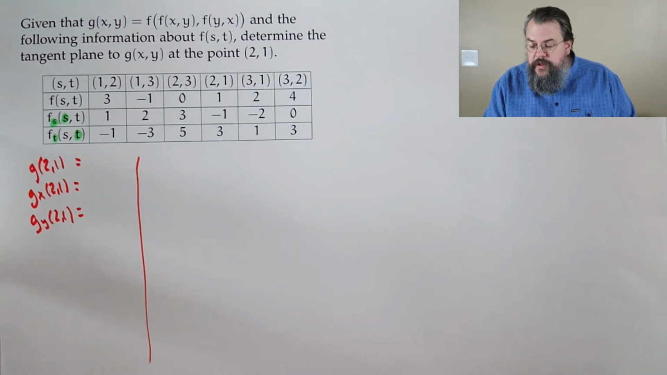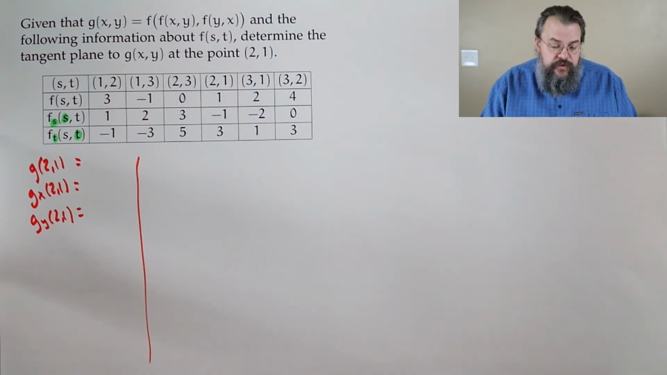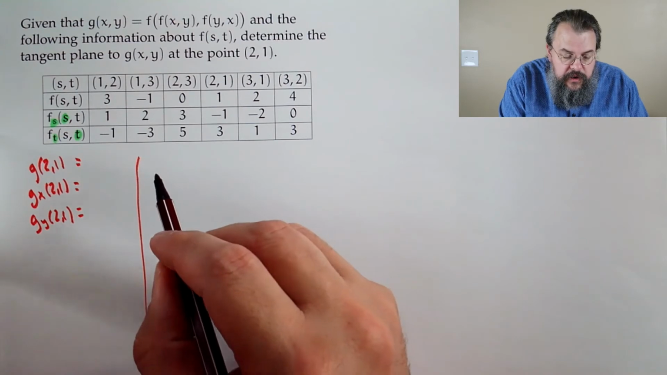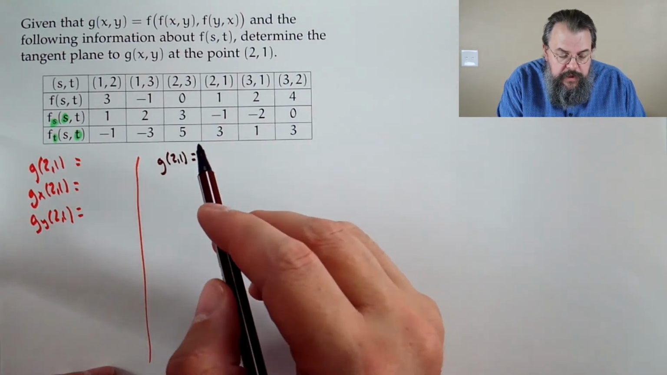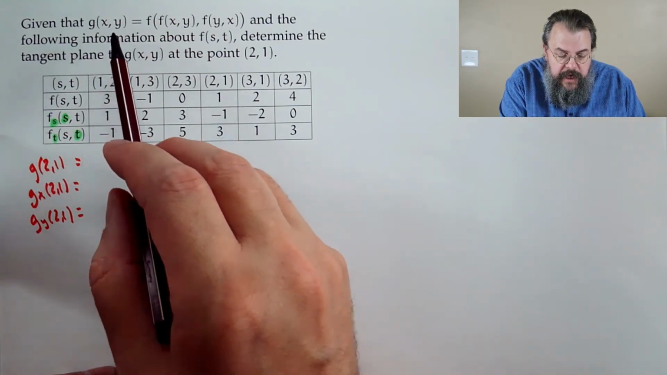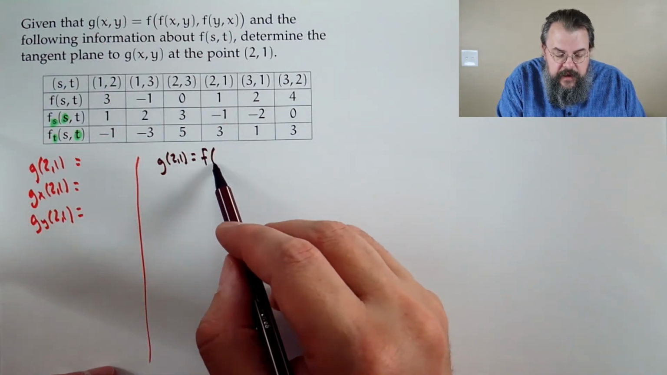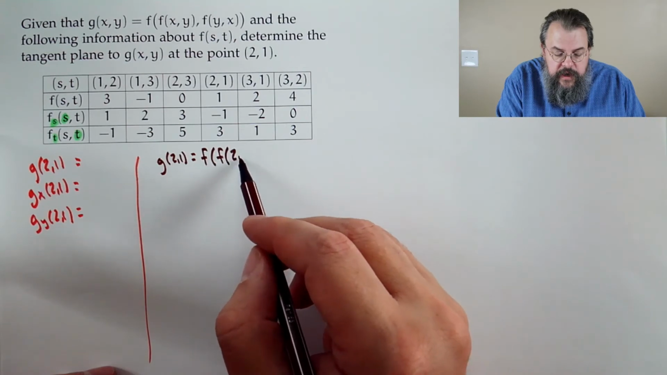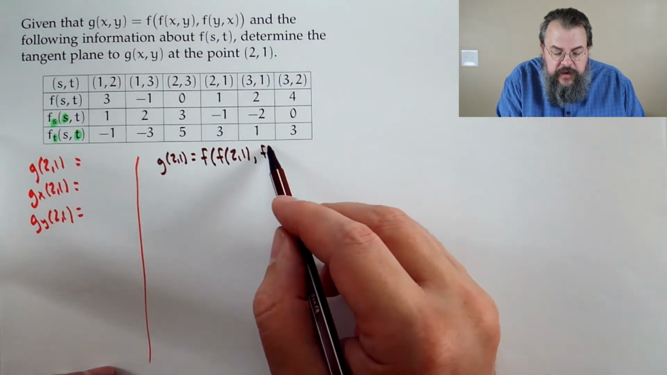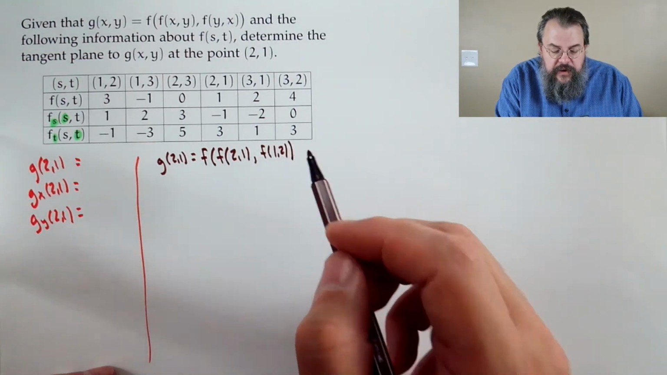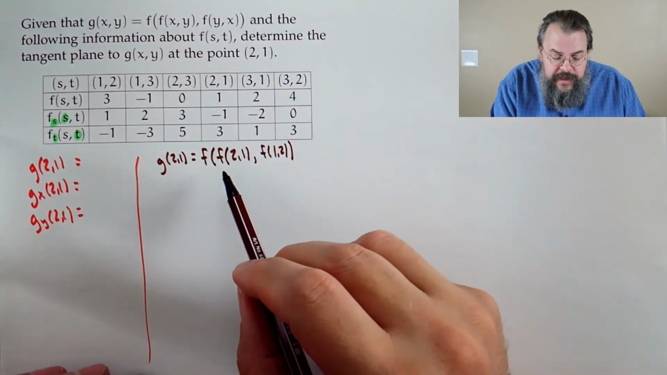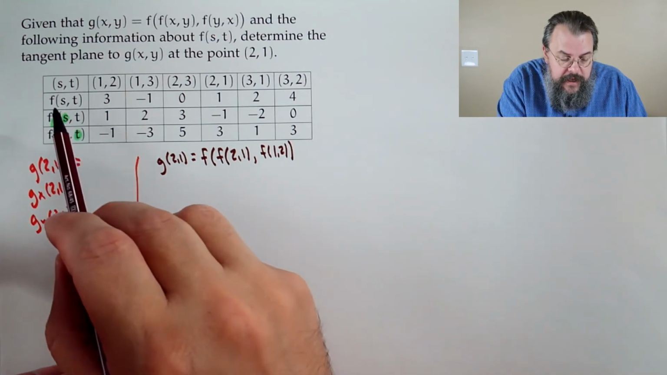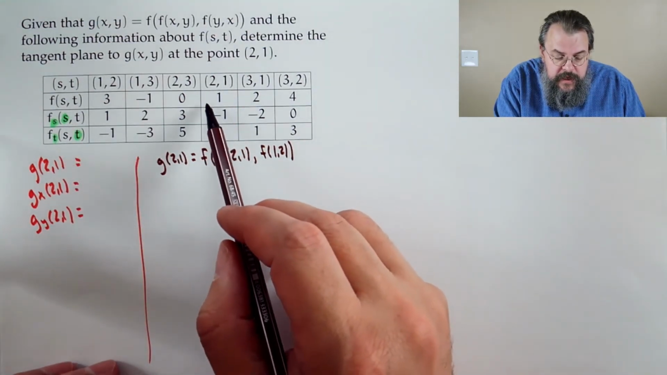So let's start with g(2, 1). That one seems the most straightforward. According to the rule, g(2, 1) would be, so that's saying x equals 2, y equals 1, f(f(2, 1), f(1, 2)). So it's one of these onion things. We have layers. What is f(2, 1)? Well, f(2, 1) is 1.